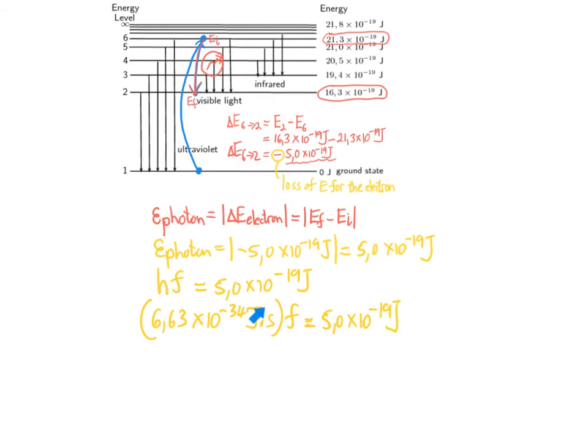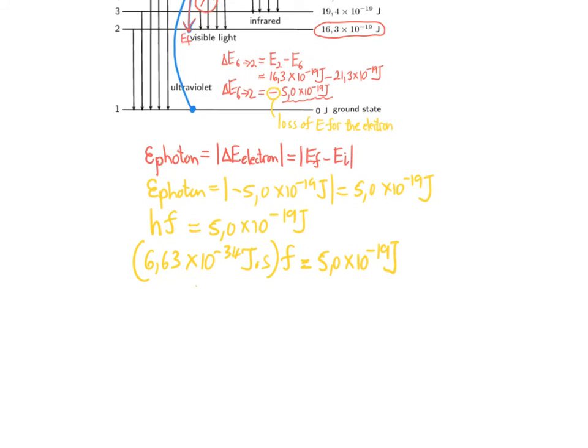And so we're now going to divide by Planck's constant on both sides, and we land up with the frequency of this electromagnetic radiation being 5,0 times 10 to the minus 19 joules divided by 6,63 times 10 to the minus 34 joule seconds, and therefore the frequency is 7,54 times 10 to the 14 hertz.